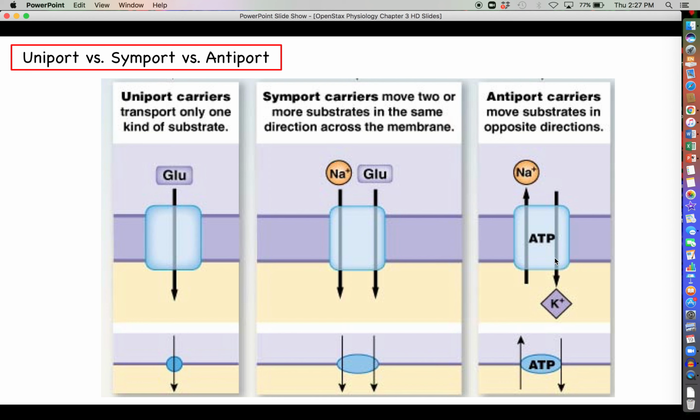The sodium-potassium pump that we saw before, which pumps sodium and potassium in opposite directions, is an example of an antiporter. Anti is a prefix that means on opposite sides, so it makes sense that these two solutes would start on opposite sides and then move in two different directions.